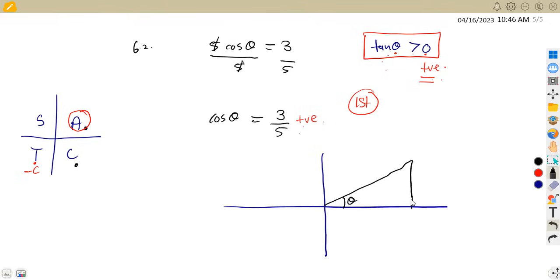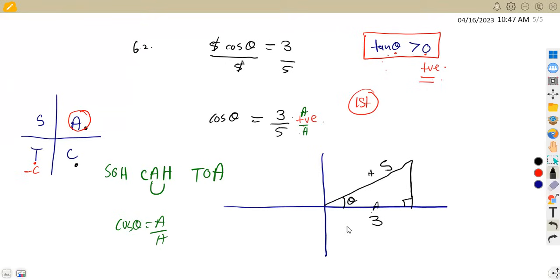Remember also, according to the ratio, from our SOH CAH TOA mnemonics, we can see that the cos that we are given is adjacent over the hypotenuse. So according to theta, this is our adjacent and this is the hypotenuse. Which means our adjacent, this side, is 3, so this is where we have our 3. The hypotenuse, this side, is where we have our 5.